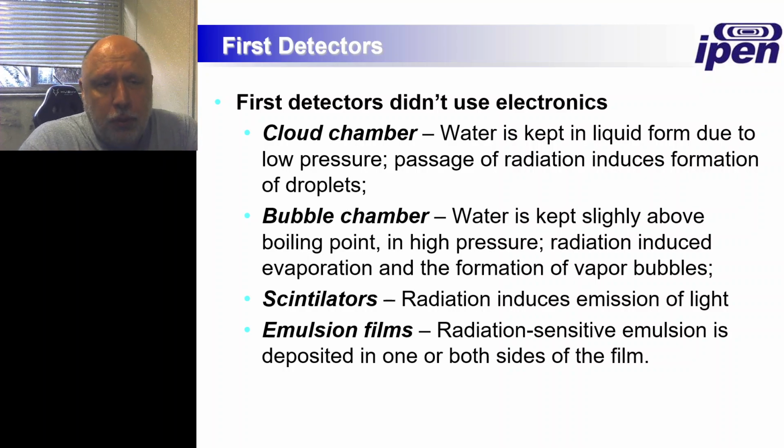The first detectors obviously didn't use electronics, because we're talking about the start of electricity. Electronics were not invented at that point. So there were essentially few detectors they used. There's the cloud chamber, where you have water kept in vapor form, but on the verge of condensing, at low pressure. Then every time radiation passes, you form droplets. And then you see a track of droplets.